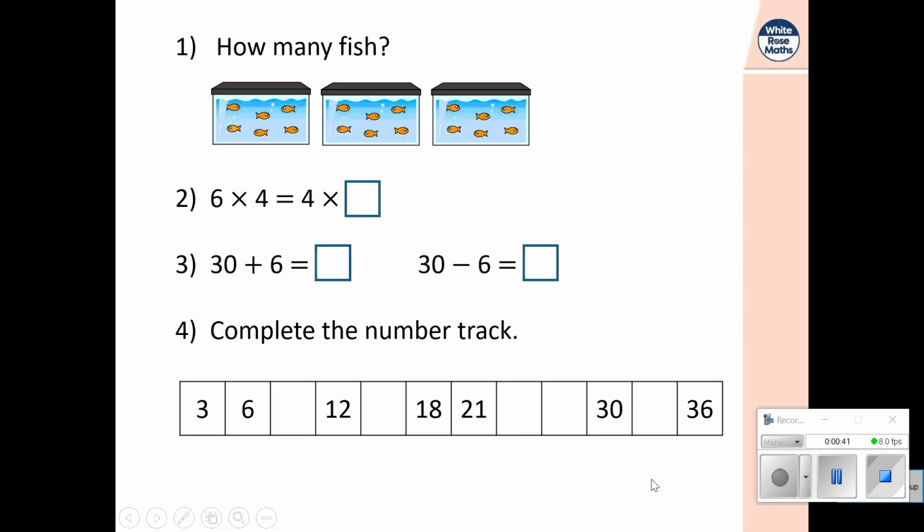Okay, so have a go at these questions, and pause the video, and when you've finished, I'll go through the answers with you. Okay, pause now. How many fish in question 1?